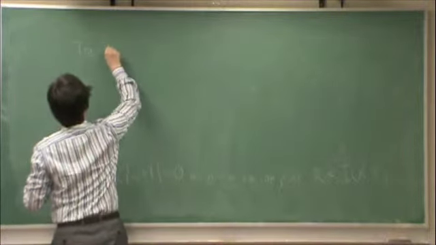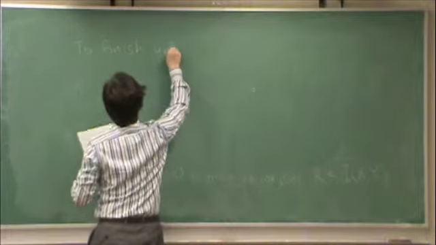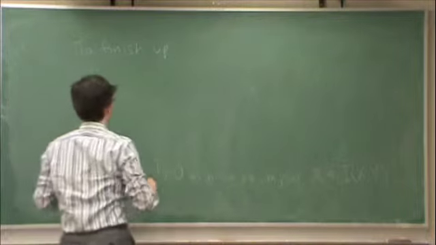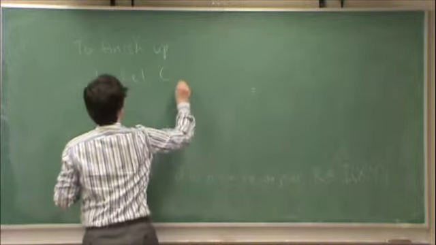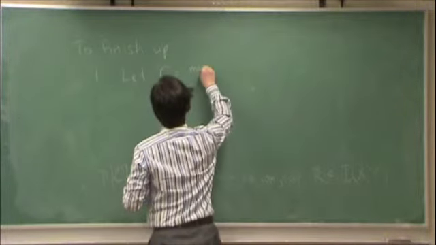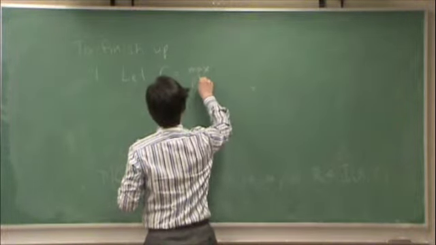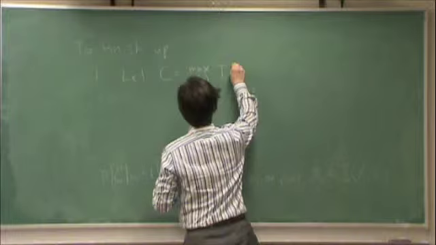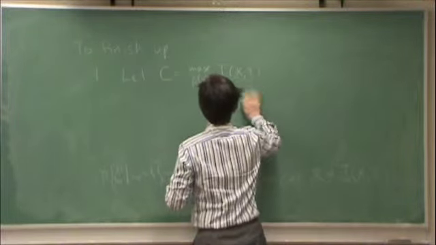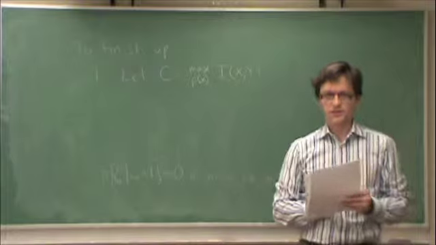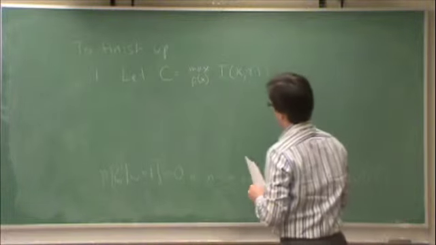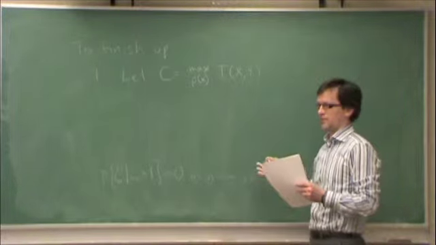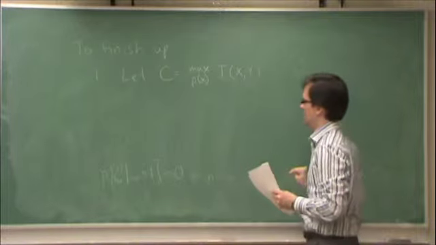To finish up, we have to take care of three issues. Firstly, let C be the max over all possible input distributions of the mutual information. So when we specified the random code book, we did not specify the input distribution, but that was the only parameter governing how that code book was selected. In other words, the probability of each individual element being 1 or 0.